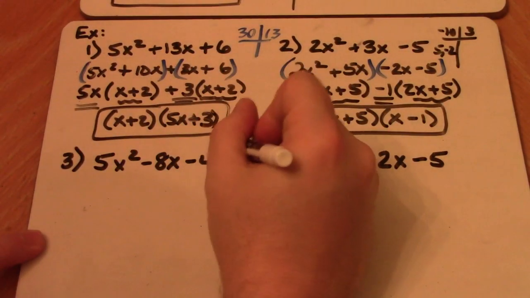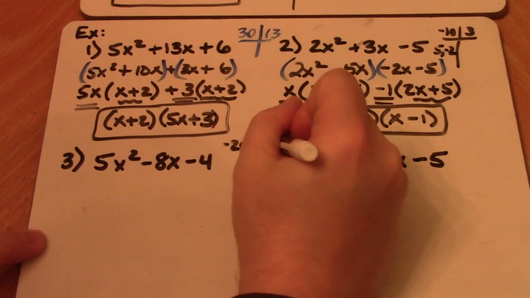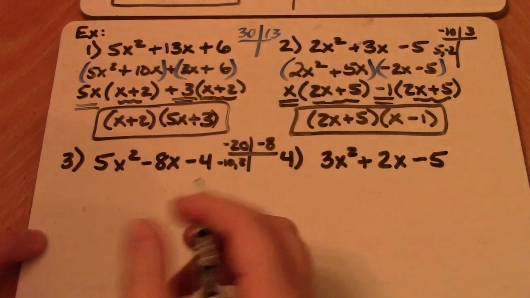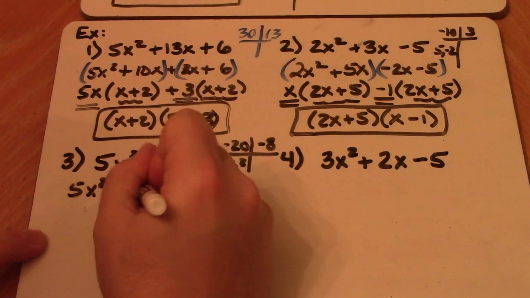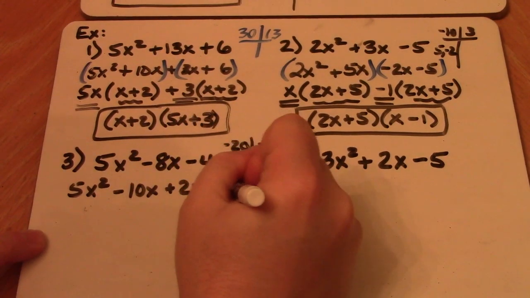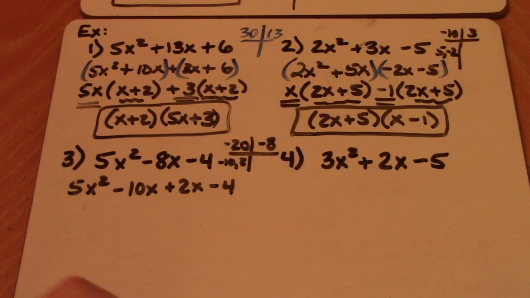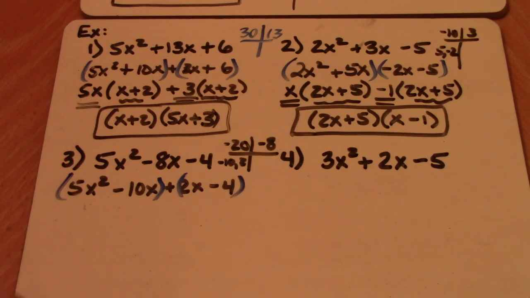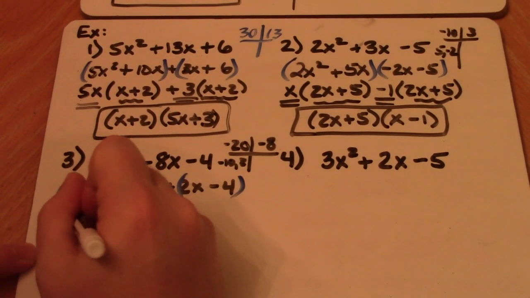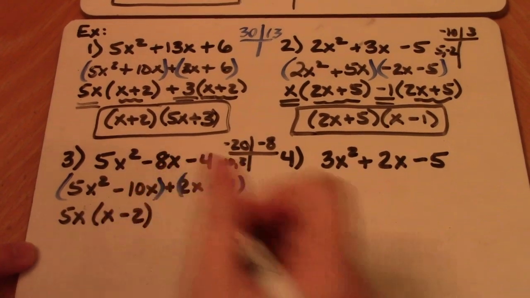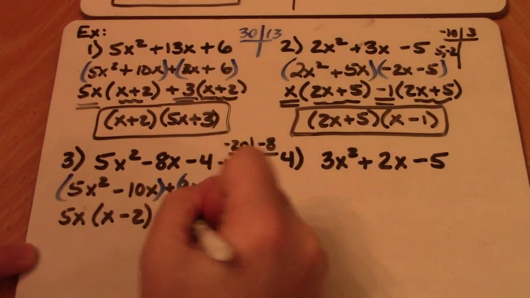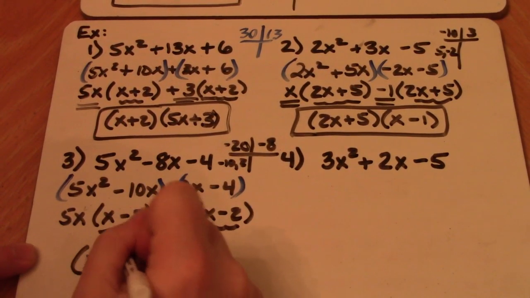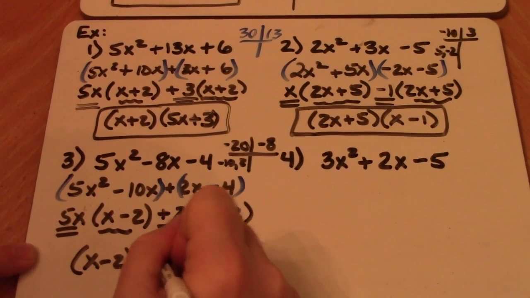On the third one, similar. We're looking for numbers that multiply to negative 20 and add to negative 8. That would be negative 10 and positive 2. So we split up the middle term into a negative 10x and a positive 2x. We then group the first two and the second two, and factor out the greatest common factors. 5x squared minus 10x has a common factor of 5x, leaving x minus 2. 2x minus 4 has a common factor of 2, leaving x minus 2. So my factors are what's on the inside, x minus 2, and what is in front, 5x plus 2.